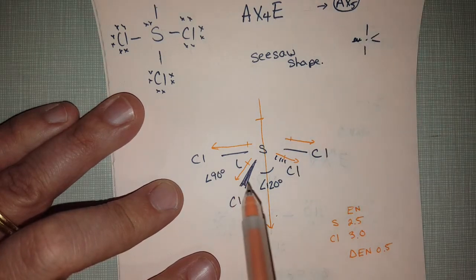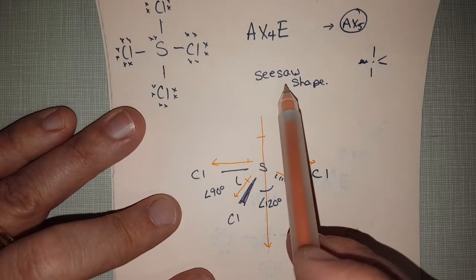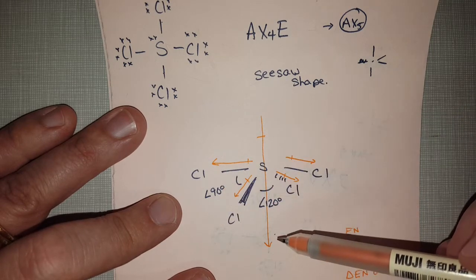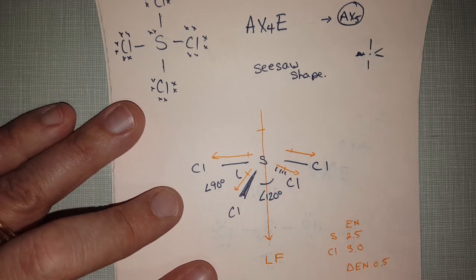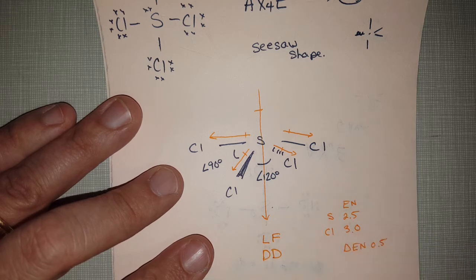And so I can tell, therefore, based on its Lewis structure, that this has a seesaw shape. When I look at its shape with my polar bonds, I can see that it has a dipole moment. And so therefore, I would say that the intermolecular forces that this molecule can form would be London force and dipole-dipole.